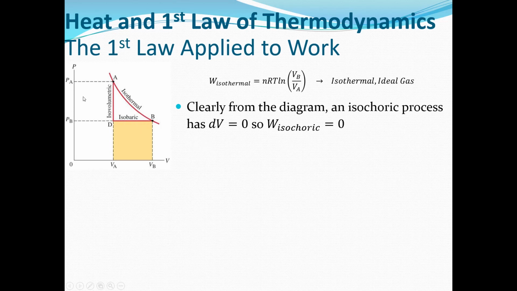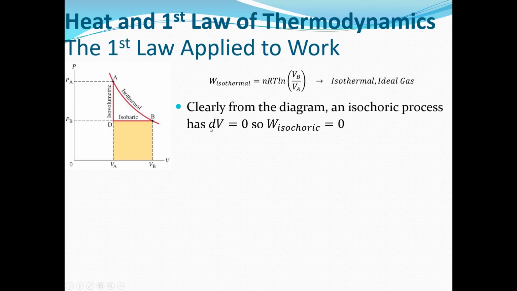Now, if we look at this scenario, going from A to B through this process, we can already tell that the isovolumetric is going to require no work. The reason I know that is because, going back to my definition, it's the area under these curves. This is a straight line up and down, so it has no area.